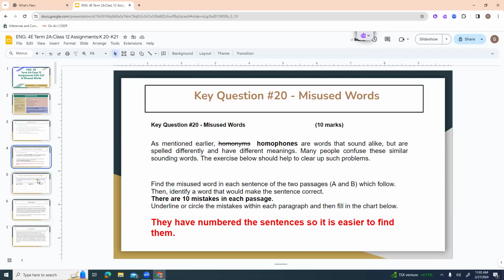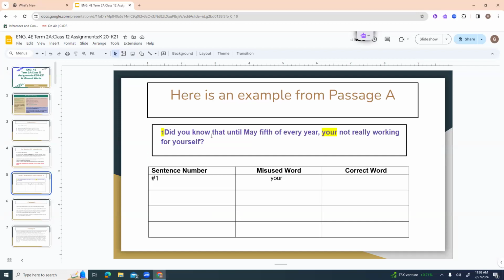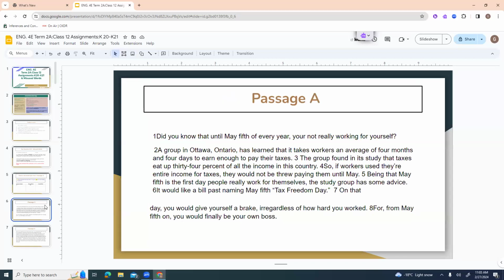So here's what the chart is going to look like. And here's an example. This is passage A. See, the little one means what sentence we're in. Did you know that until May 5th of every year, you're not really working for yourself? So here's sentence number one. The misused word is your, and they want us to say what would be the correct word. And if you know it, you would put it in here. Here are the two passages.